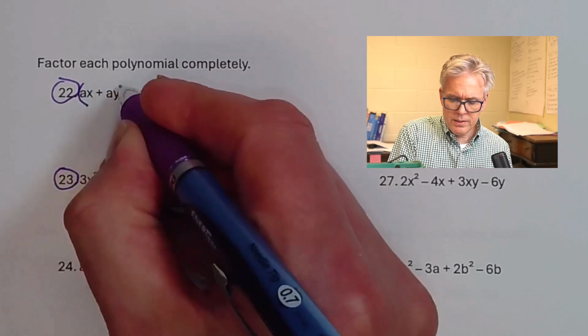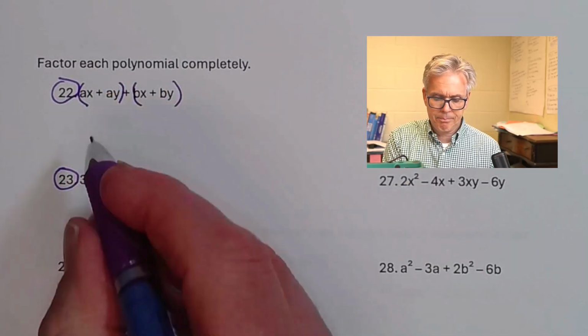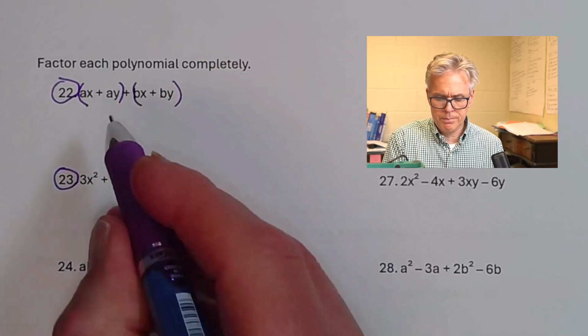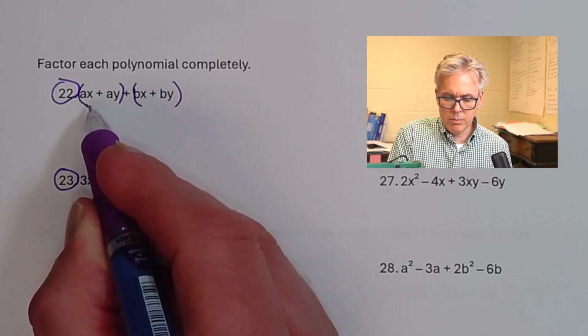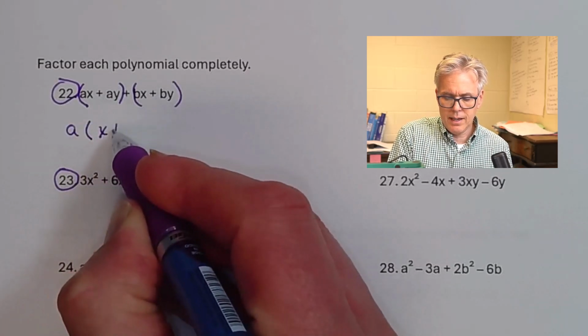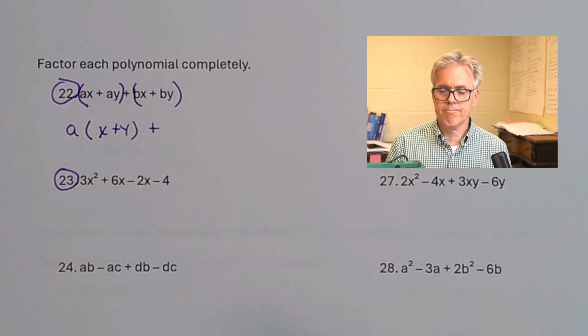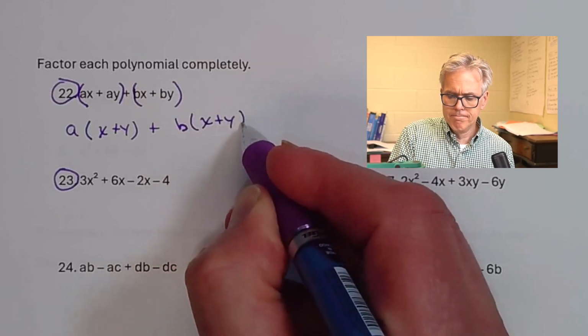So we're going to group this up. Normally, you can just group these up side by side like that. If it doesn't work that way, you can rearrange the terms. So what is common in both of these terms here? Well, I've got an a. I can pull out an a, and then what am I left with? x plus y. Now what's common in the next group? Good, a b. So I've got b times x plus y.